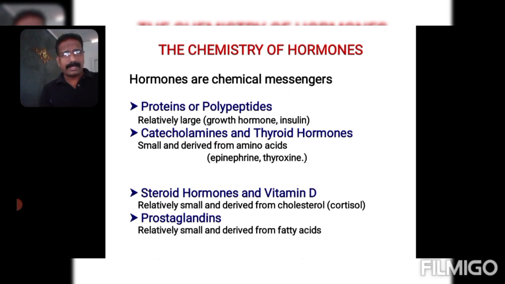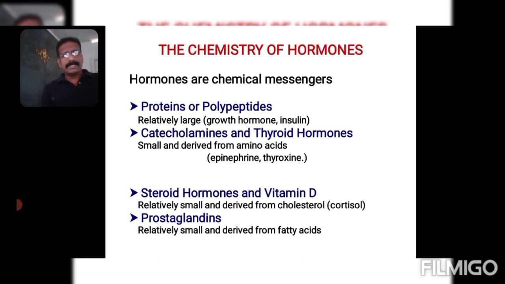Then there are catecholamines and thyroid hormones, which are small and are derived from amino acids. For example, epinephrine is a catecholamine hormone, thyroxine is a thyroid hormone. Both are formed from the amino acid, namely tyrosine. Another category of hormones is steroid hormones, which are relatively small and derived from cholesterol. For example, estrogen, testosterone, cortisol, all of them are steroid hormones.